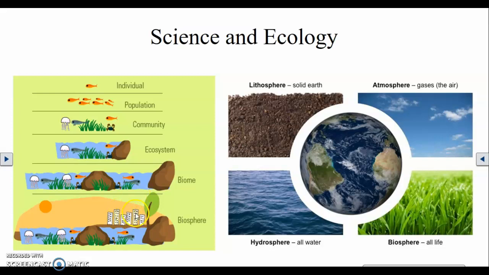In this case, the biosphere can be divided into 4 different components. Obviously, the biosphere is all life, but you also have the hydrosphere, which is all water without the living things. The lithosphere, which is actually the Earth's crust, soil. And the atmosphere, which is the gases. And FYI, there are multiple layers of the atmosphere. You have the troposphere, the stratosphere, just to give you an idea.